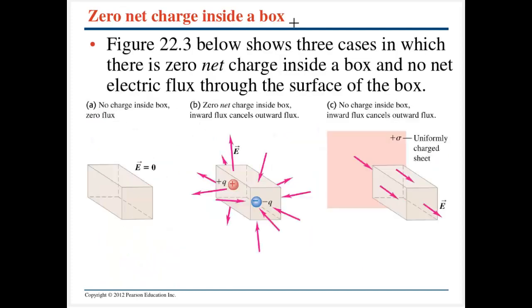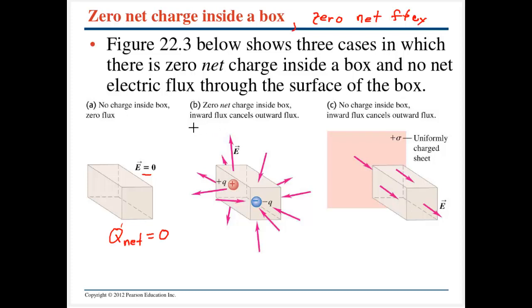So suppose we drew our box, and in that box we had zero net flux. How is that possible? Well, there are three ways that it's possible to get zero net flux. First, if there's no electric field, obviously you try to count up all the electric field lines going through the box, it's going to be zero. So there's going to be no net charge inside of the box.